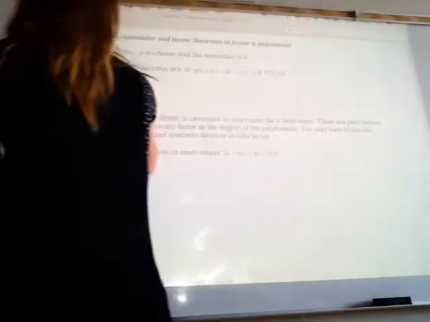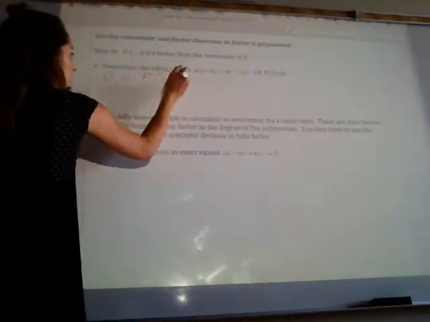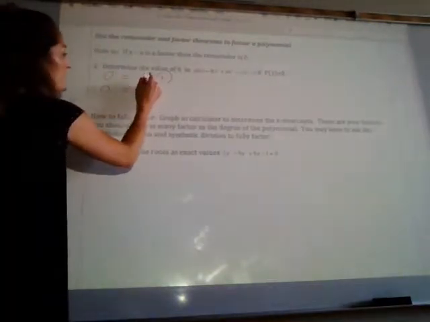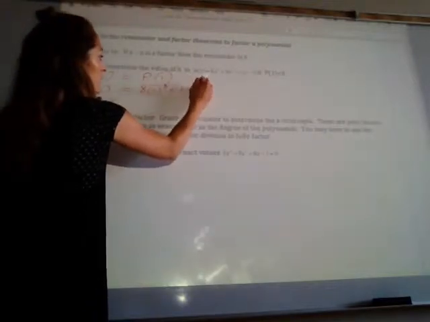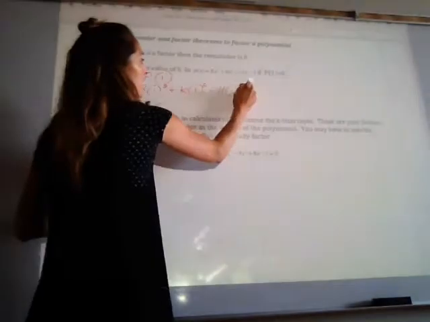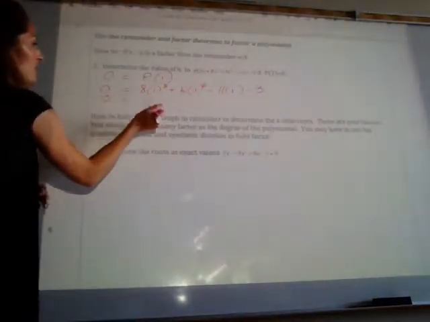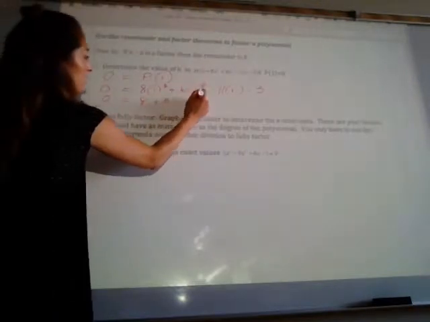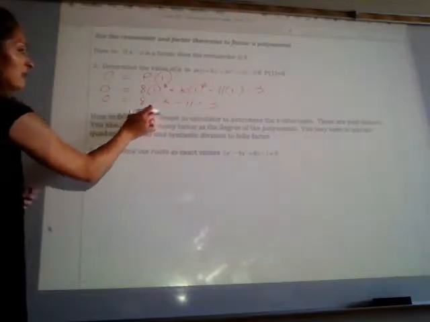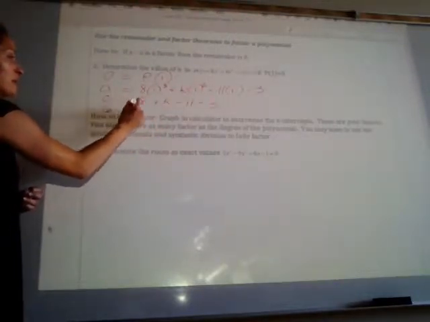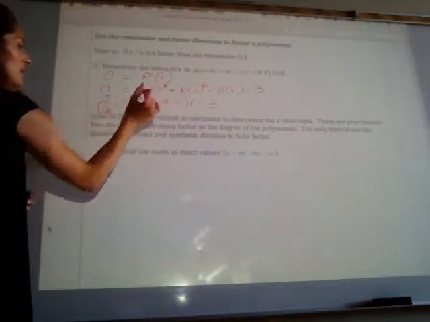And we'll go through that in a bit. Okay, determine the value of k. They gave us a hint, p of 1 equals 0, so let's sub in what we know. 0 equals p of 1. So 0 will equal the polynomial when all the x's are 1. So we have 8 times 1 cubed plus k times 1 squared minus 11 times 1 minus 3. So 0 will equal 8 plus k minus 11 minus 3. So we have minus 14 plus 8, so that's negative 6 plus k. Move that negative 6 over, and it becomes positive 6. And k equals 6.